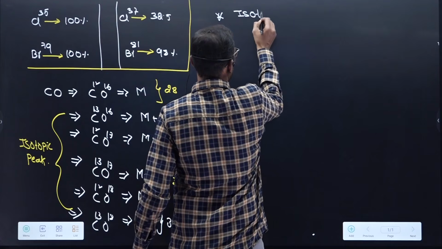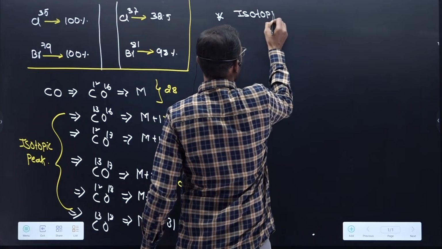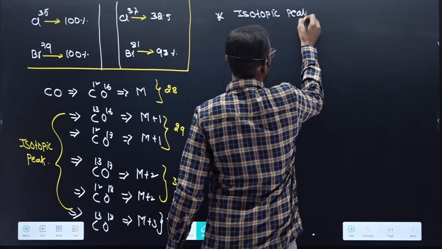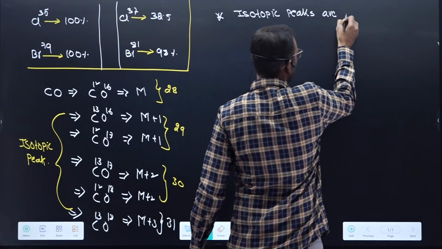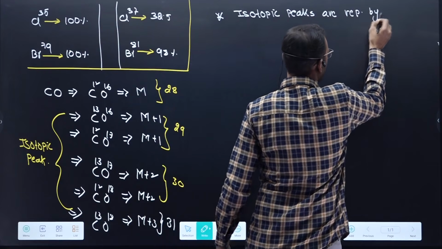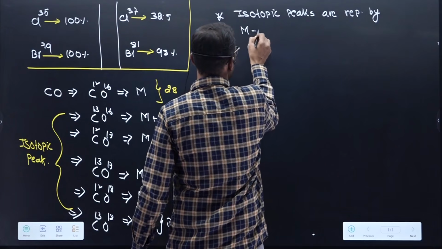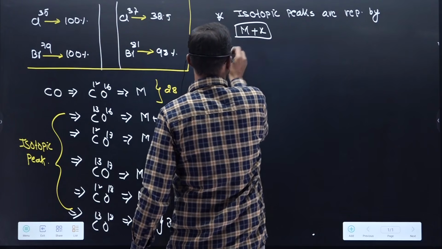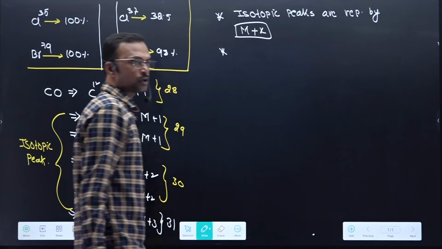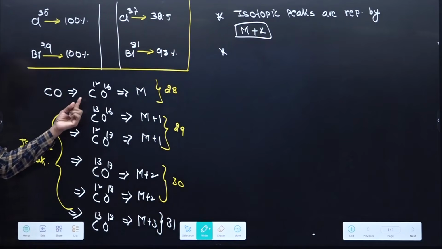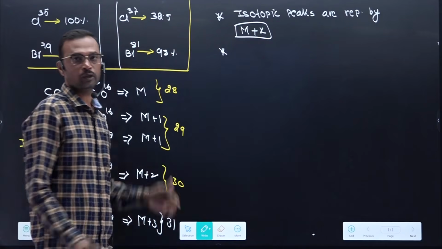See, isotopic peaks are represented by M plus x. Here it is represented by M plus x. What does x indicate? The difference between lighter isotope values and heavier isotope values.